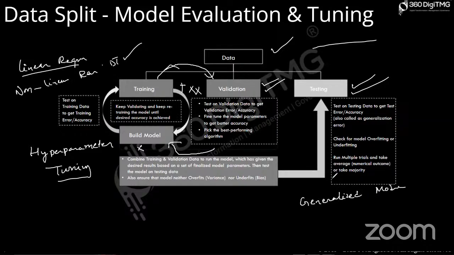And the error here will be known as generalized error. We also will be checking overfitting and underfitting conditions. So we'll be coming to that later.